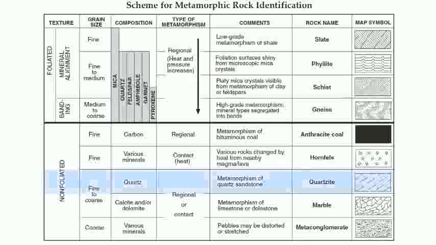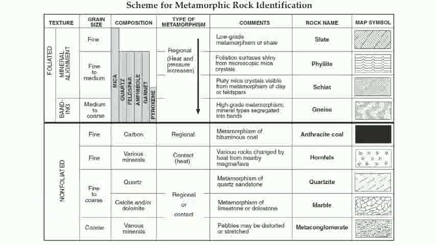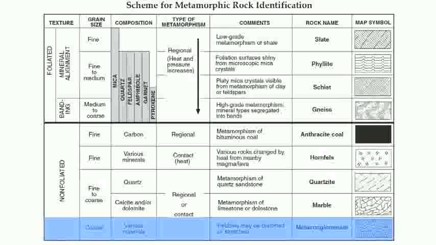Quartzite is going to come from the metamorphism of quartz sandstone. Marble is going to come from the metamorphism of limestone or dolostone. And metaconglomerate is going to come from the metamorphism of conglomerate. In this case, your pebbles within there, instead of being somewhat rounded, are going to be somewhat stretched out.